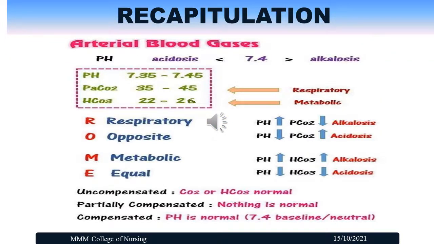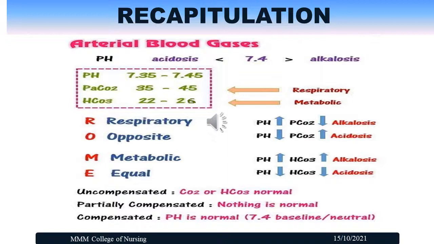Hope you understood about the interpretation of ABG. So, to quickly summarize, an arterial blood gas or an ABG is a test that measures the acidity, that is the pH, and the levels of oxygen and carbon dioxide in the blood. The normal pH is 7.35 to 7.45. Partial pressure of carbon dioxide is 35 to 45 mmHg and bicarbonate is 22 to 26 milliequivalent per liter. A pH of less than 7.35 is acidosis and more than 7.45 is alkalosis. Respiratory deals with partial pressure of carbon dioxide and metabolic is bicarbonate.